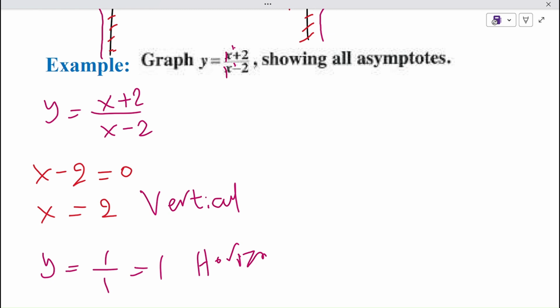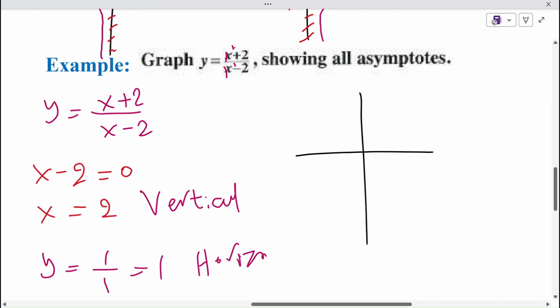Let's draw a graph. Okay, where is vertical? Vertical here, x is equal to 2. This is 1, 2. It means vertical, you have to draw like this. Let me draw it again.